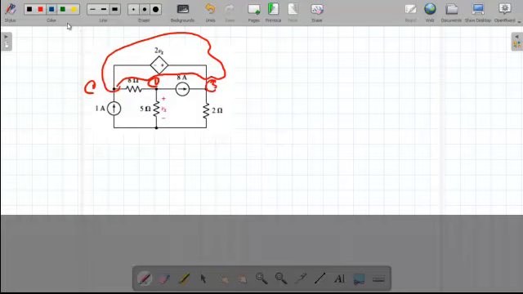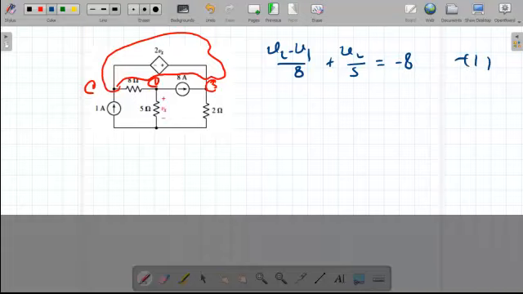So here only I can write one equation, at node 2. Yes, at node 2. So we say V2 minus V1 over 8 plus V2 over 5. This will equal the entering current, which is minus 8. Then I need to find a second equation from this supernode.